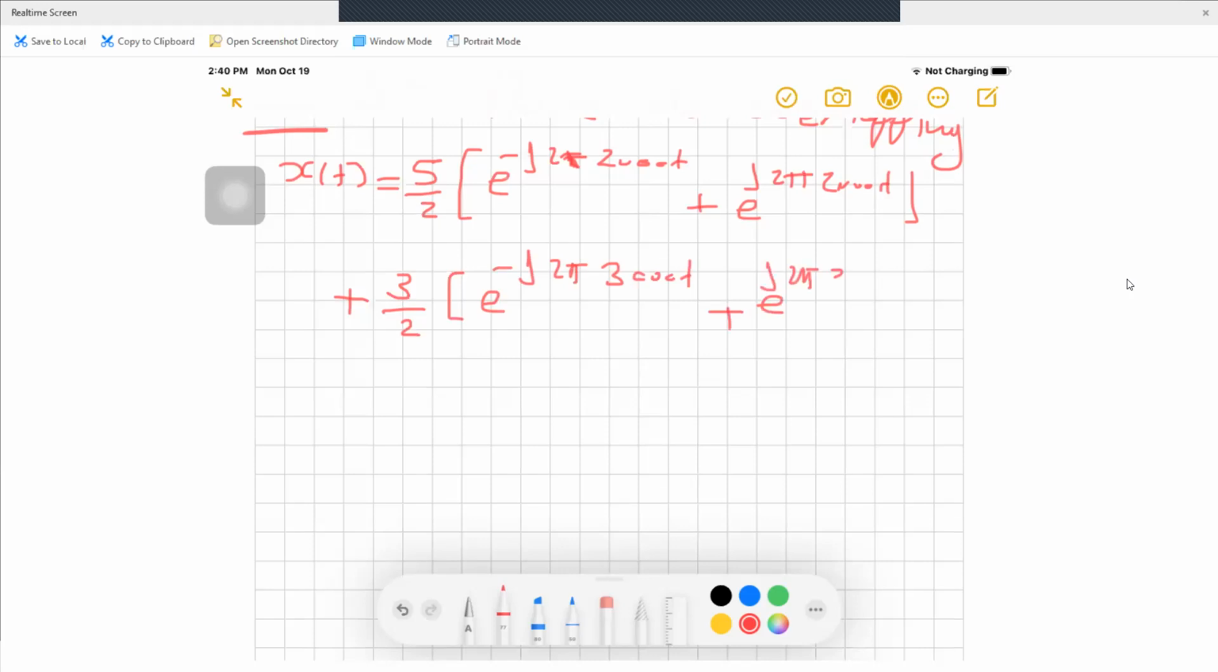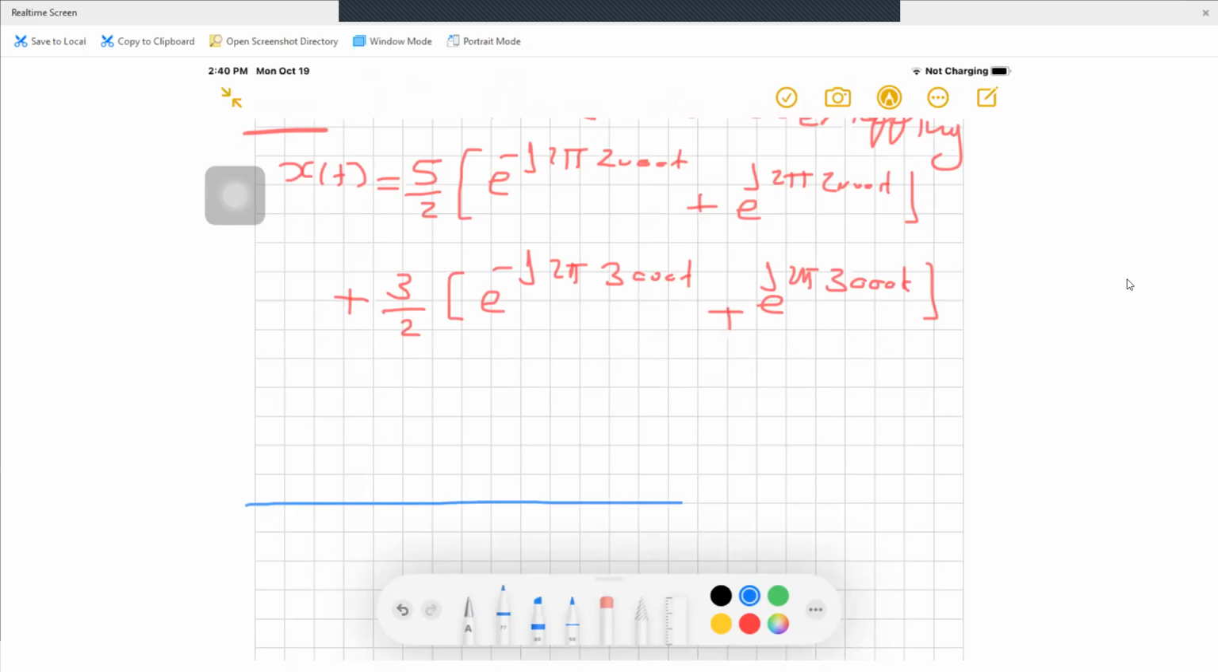plus 3 over 2 multiplied by e to the minus j 2 pi 3000 t plus e to the j 2 pi 3000 t. Okay, this is the Euler identity of this signal x of t.